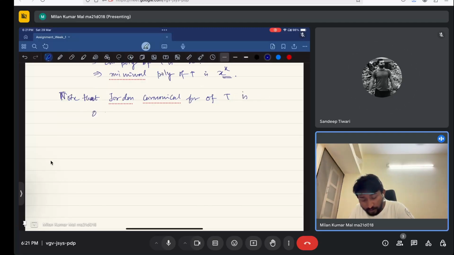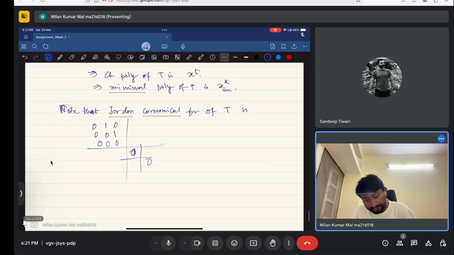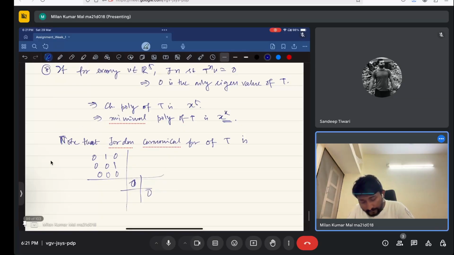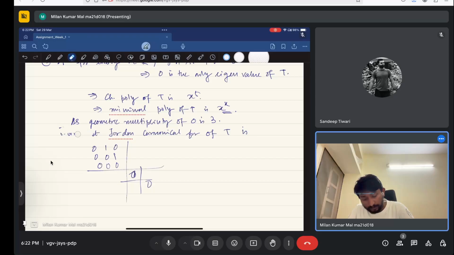That is 0, 1, 0, 0, 0, 1, 0, 0, 0. This is one block, and we will have other two blocks, and there are only two options, 0, 0. True. We have to write this as: geometric multiplicity of 0 is 3, then the Jordan canonical form is there.